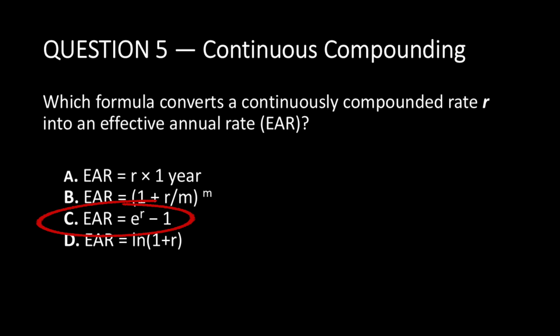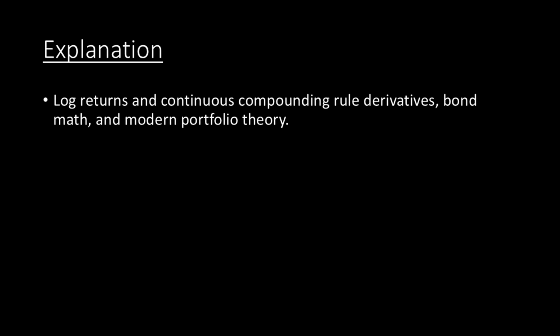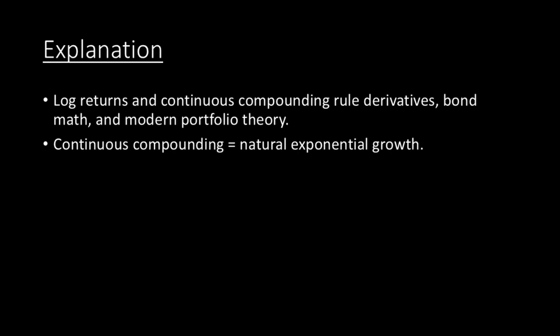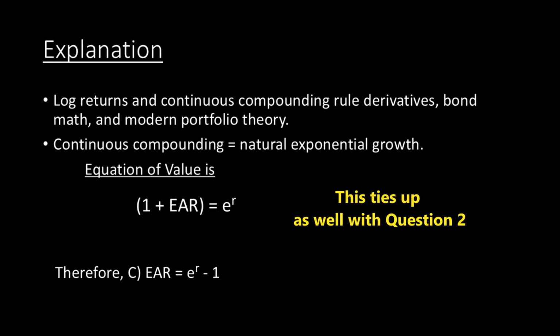Correct answer C. EAR equals e to the power of R minus 1. Explanation: log returns and continuous compounding underpin derivatives, bond math, and modern portfolio theory. So, continuous compounding is equal to natural exponential growth. And here's the full formula.